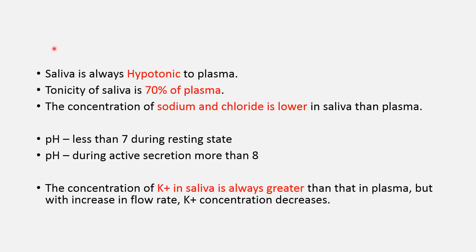Some important points to remember: saliva is always hypotonic to plasma. The tonicity of saliva is 70% that of plasma, because the concentration of sodium and chloride is lower in saliva than plasma due to their reabsorption in the ductal cells. The pH of saliva is less than 7 during the resting state, and during active secretion it is more than 8. The concentration of potassium in saliva is always greater than that of plasma, but with an increase in flow rate, potassium concentration decreases because of the less time available in the ductal cell for the secretion of potassium.